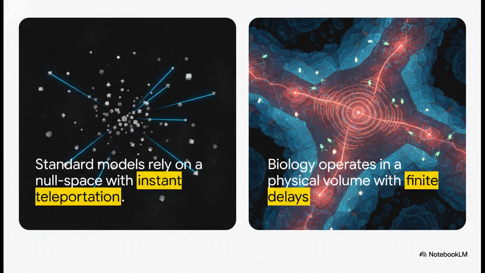So think about how standard artificial neural networks work. They exist in what we'd call a null space. When layer 1 computes a signal, it just instantaneously teleports over to layer 2. Right? There's zero concept of physical distance, and the inference is completely stateless. But real biology? It operates in a physical 3D tissue volume. Signals don't teleport, they physically travel, which takes a finite amount of time, and they interact with a continuously changing multi-timescale environment along the way.